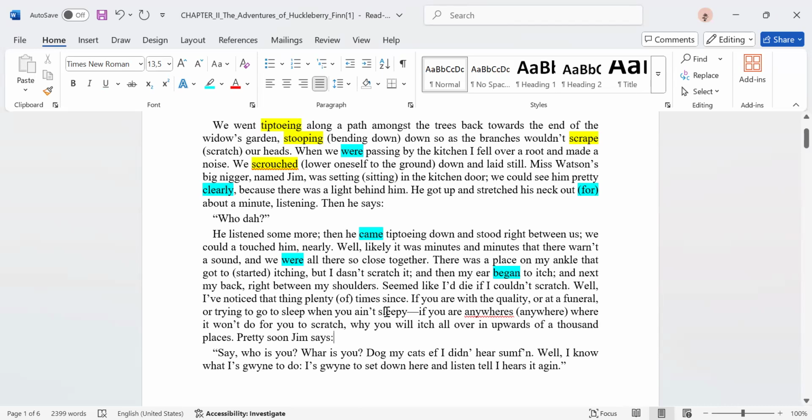So "why" here is not a question. "Why, you will itch all over and upwards of 1,000 places" means the same without it. It's not a conjunction, which would be a connecting word. It's just a filler word to fill in the gaps of the sentence. The author is not asking you a question, it's just stating a fact.